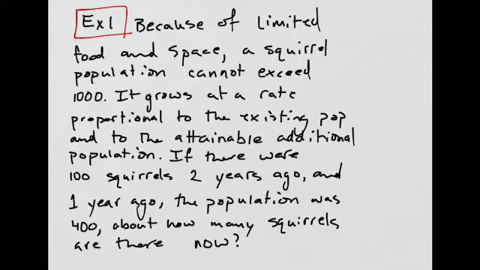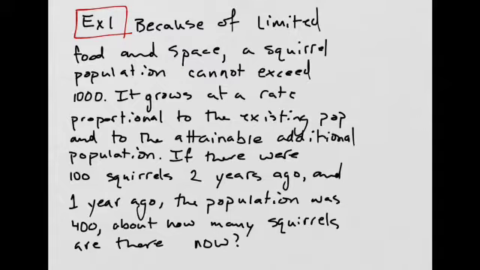All right, we're starting off with a giant paragraph of information. Let's read it first. So this is our first example. Because of limited food and space, a squirrel population cannot exceed 1,000. There's something right there. Cannot exceed 1,000. Hopefully that jumps out at you.